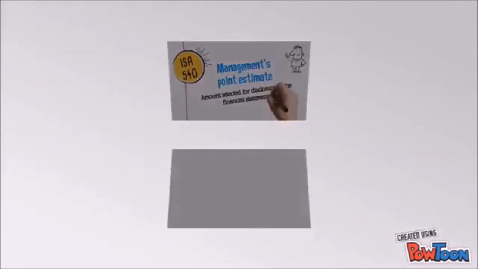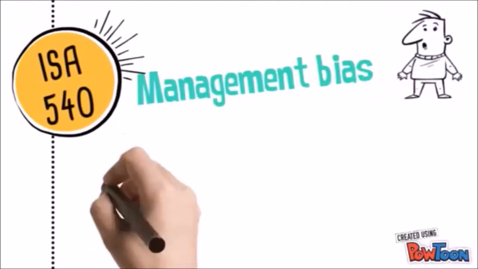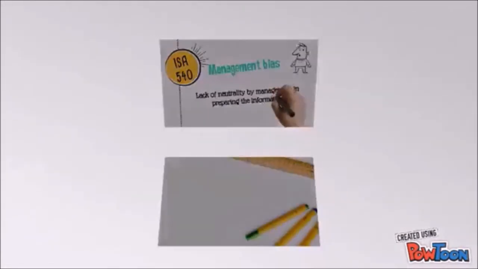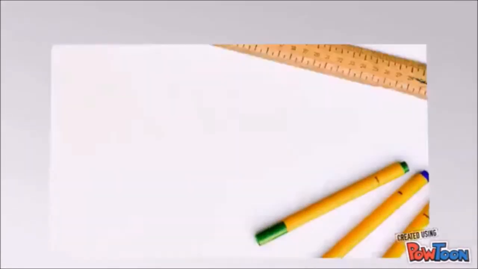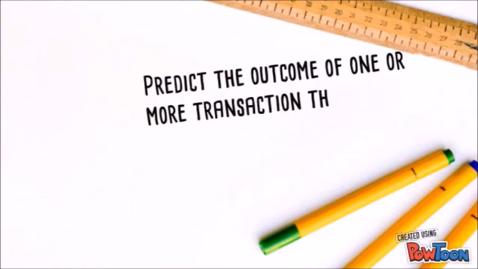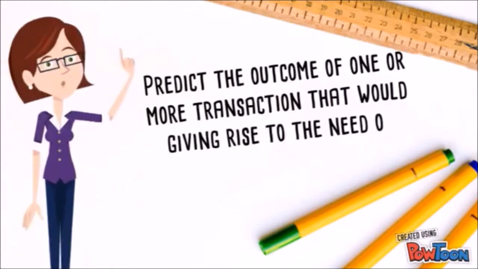However, management's point estimate may contain management bias. Management bias means a lack of neutrality by management in preparing the information. An auditor does not have the authority to ensure that the financial statements are free from any misstatement. That is why the auditor needs to predict the outcome of one or more transactions that would give rise to the need for accounting estimation.